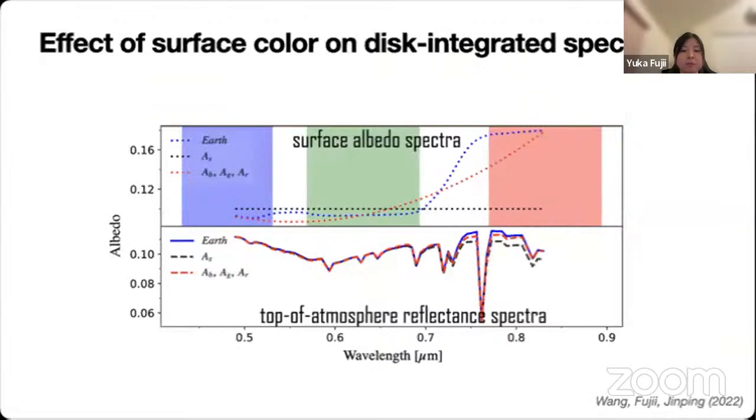This figure probably shows it more clearly. The bottom panel compares the top of atmosphere reflectance spectra with varying assumptions on the surface reflectance spectra, as shown in the upper panel. The difference in the surface reflectance spectra appears around this region.